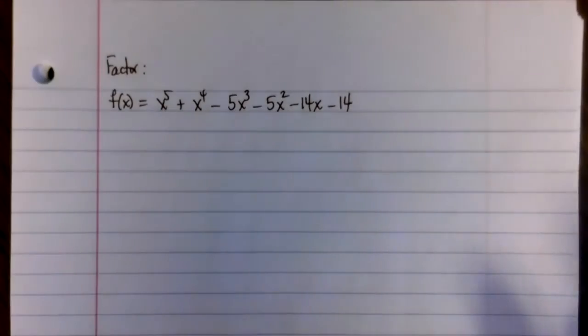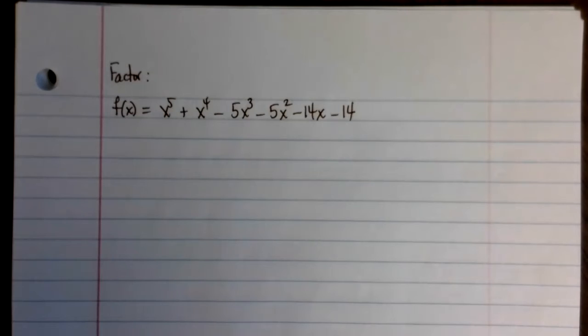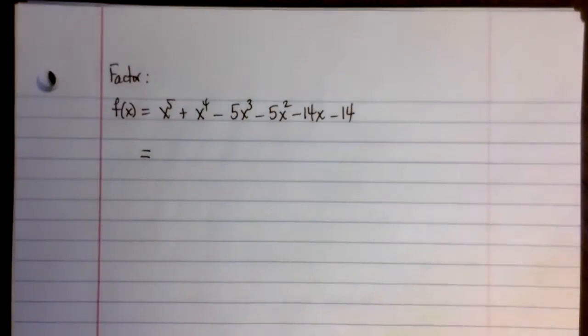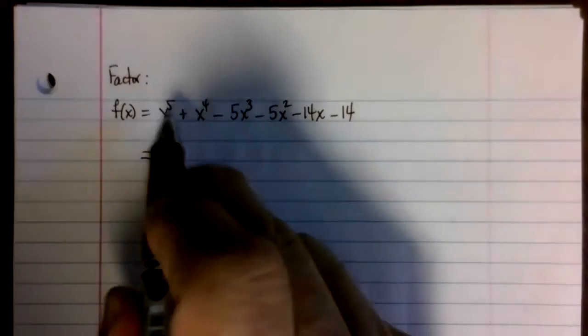Let's take a look at this review problem: factor this polynomial, x to the fifth plus x to the fourth minus 5x cubed minus 5x squared minus 14x minus 14. This one can be done without actually resorting to the rational root test or even looking at the graph. This one can be done by grouping.